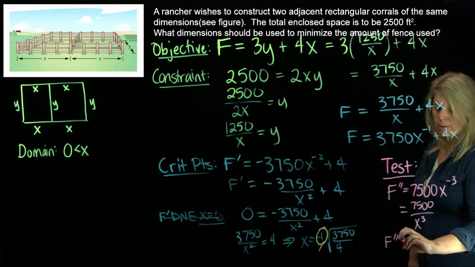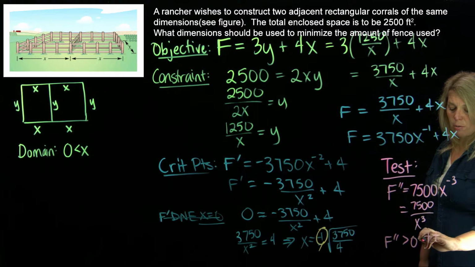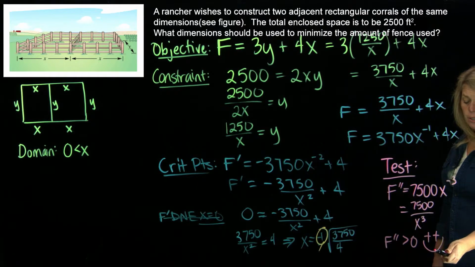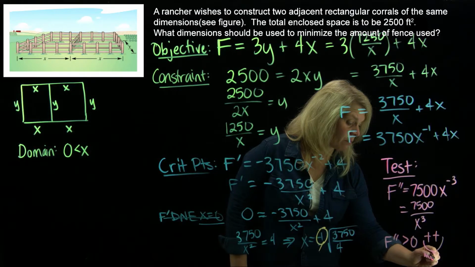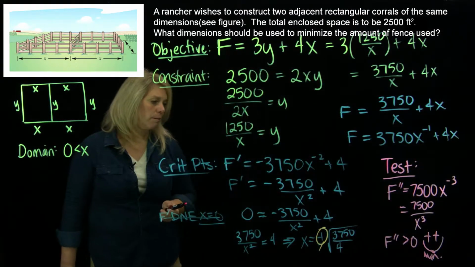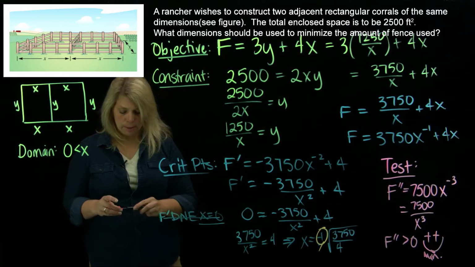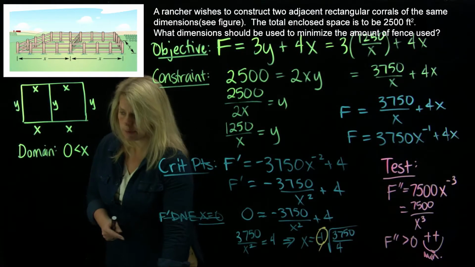So my second derivative will be positive, greater than 0, at that critical point, which tells me that my function is concave up in that region. So my critical point is the location of a local minimum, which is what we were after. We were trying to minimize the amount of fence used, so we have a local minimum. All right, so this x value is our critical point, which gives us a local minimum, and that is one of the dimensions of the fence here.